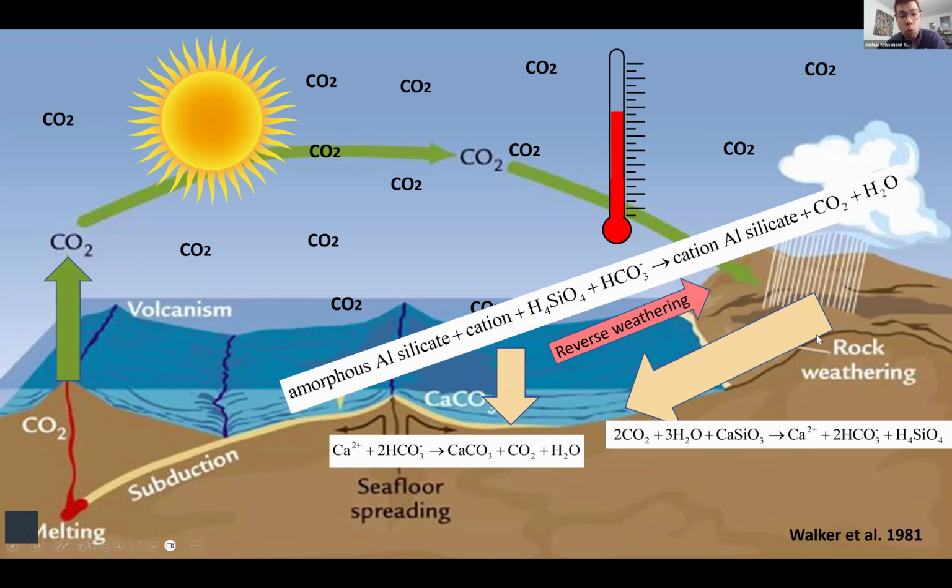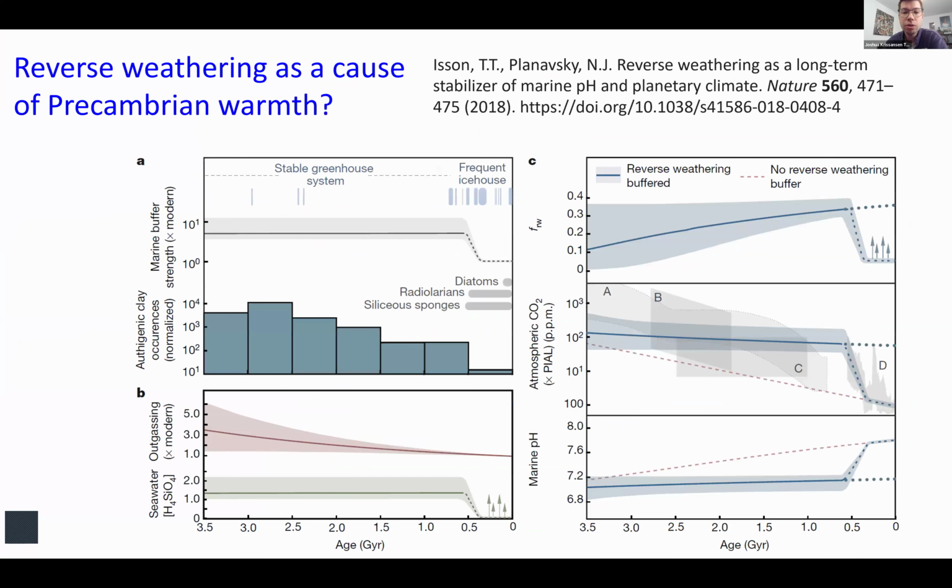And so as a consequence, you need a warmer surface climate with more CO2 to ensure balance in the carbon cycle. This was essentially the idea of Isson and Planavsky in this paper from 2018, where they noted that there was a much higher dissolved silica concentration in the oceans in the Precambrian due to the lack of biogenic silicification. And so this high dissolved silica concentration could have driven more reverse weathering and, as a result, produced much higher CO2 levels and a warmer climate.